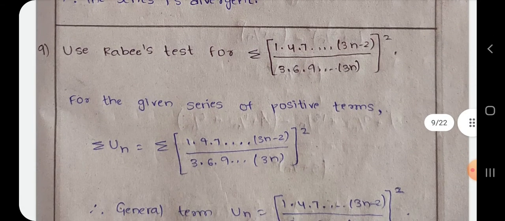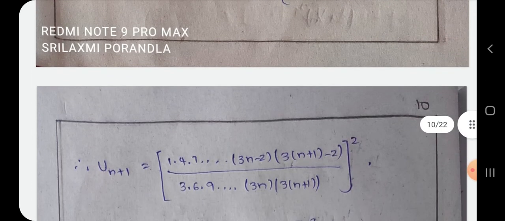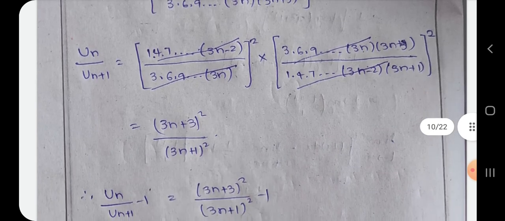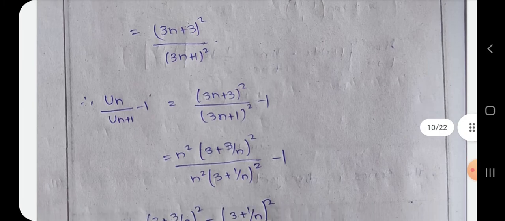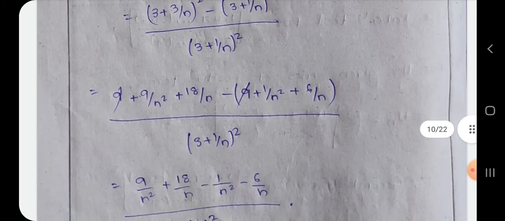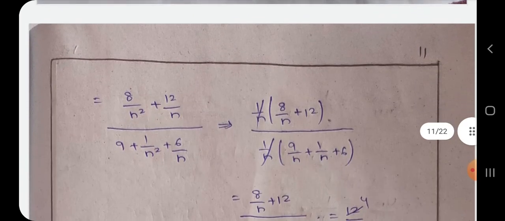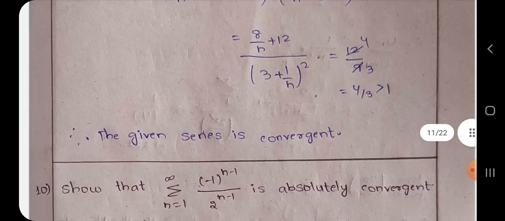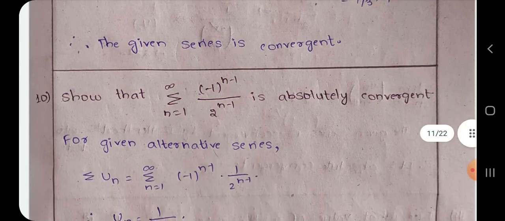You are using Raabe's test for this problem. Raabe's test is nothing but calculating un and un plus 1, finding un by un plus 1, and for the remaining values you take un by un plus 1 minus 1. On making the simplification and doing the cancellations, you get its value 4 by 3, which is greater than 1. So automatically you can say that it is convergent.